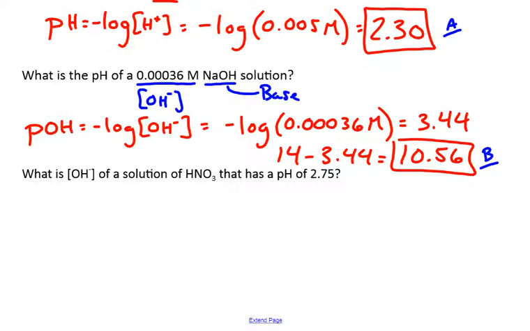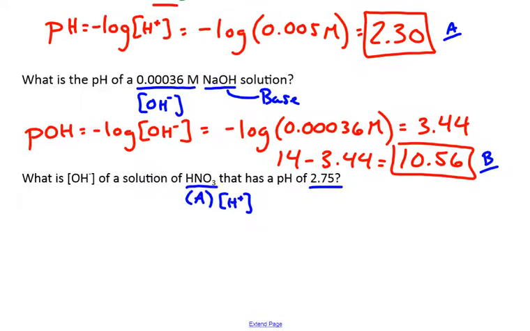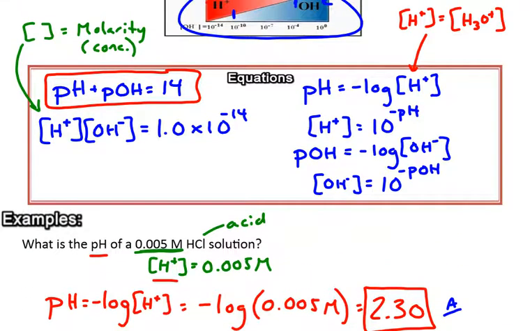So our last one. What is the OH concentration of a solution of HNO3 that has a pH of 2.75? Woo! Okay, what does that all mean? What is that? That's an acid. Okay? What is an acid? An acid has concentrations of H+. And I was given a pH. So let's look at that first. What equation do I need that has H+ and pH in it? This one.